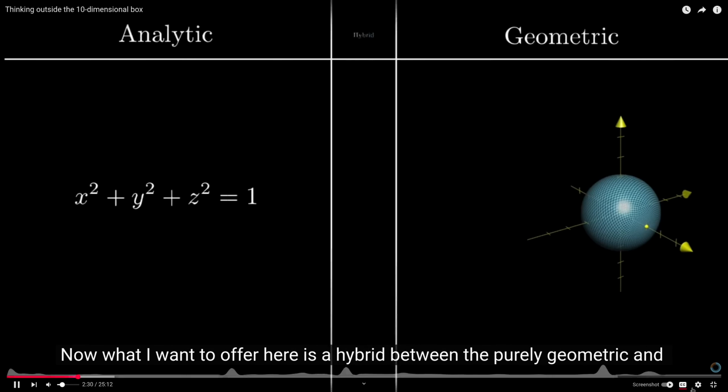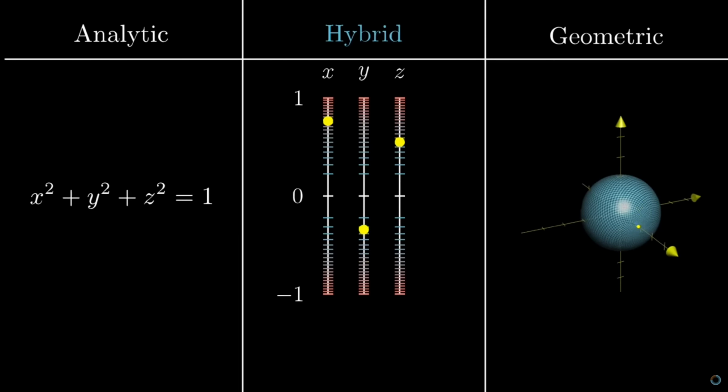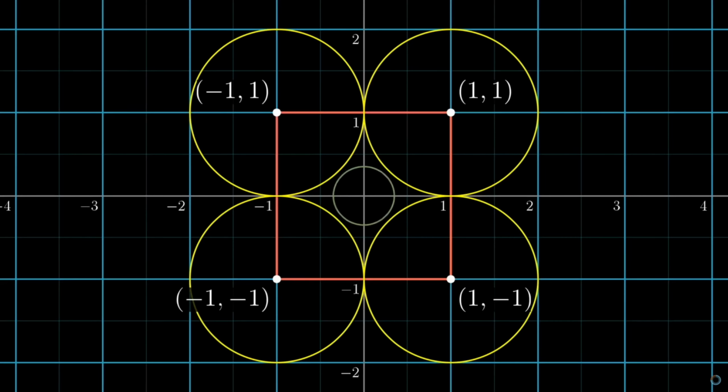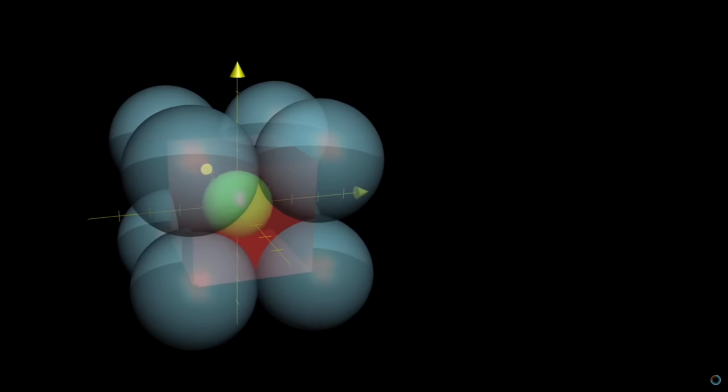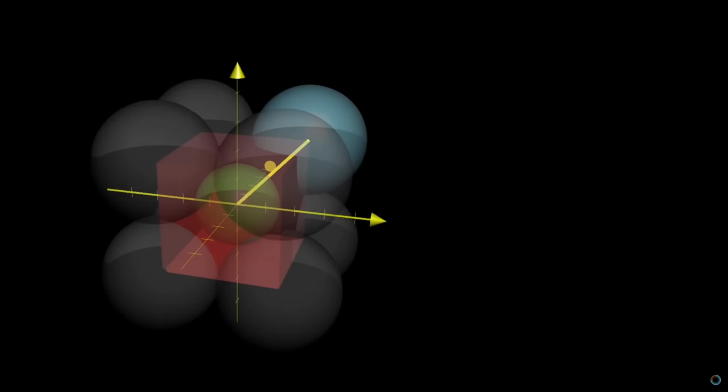Now what I want to offer here is a hybrid between the purely geometric and the purely analytic views, a method for making the analytic reasoning a little more visual in a way that generalizes to arbitrarily high dimensions. And to drive home the value of a tactic like this, I want to share with you a very famous example where analogies with 2 and 3 dimensions cannot help because of something extremely counterintuitive that only happens in higher dimensions. The hope, though, is that what I show you here helps to make that phenomenon more intuitive.